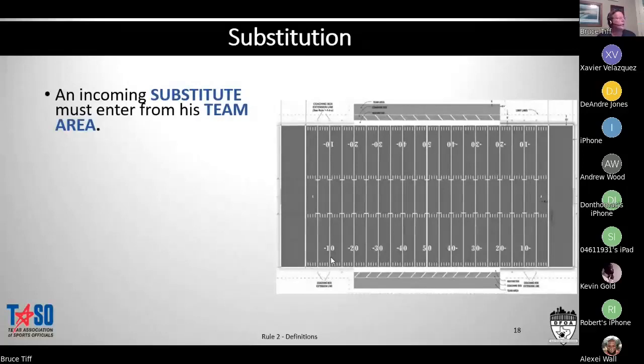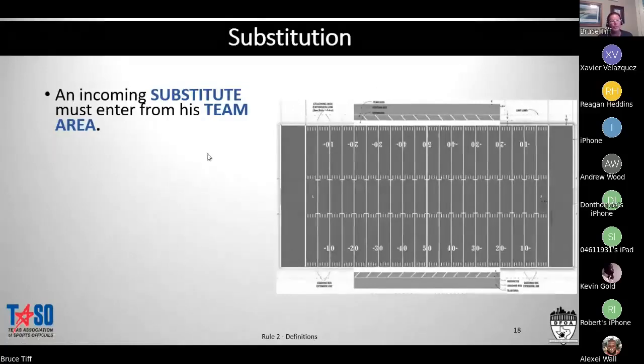Perfect, thank you. Okay, an incoming substitute must enter from his team area. So all this is saying is, remember that team area I kind of walked you through. What we want is the substitute to come through the team area and to come on the field. We don't want them running, let's say the ball's down here on the 5-yard line, all the way down out of bounds and then coming in at the 5-yard line. We want them to enter through the team area, come through the coaching area and the restricted area, and then get onto the field. We don't want them running down the sideline and coming in that way.